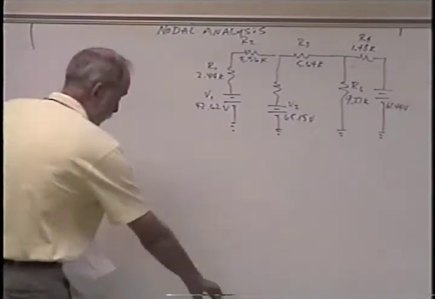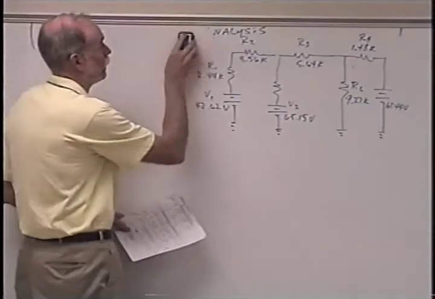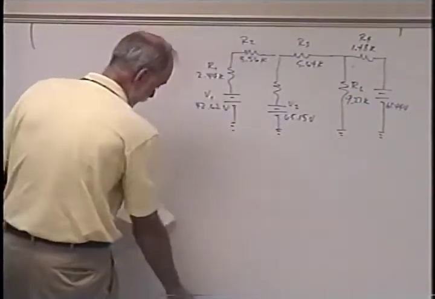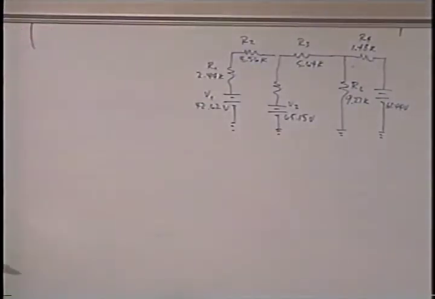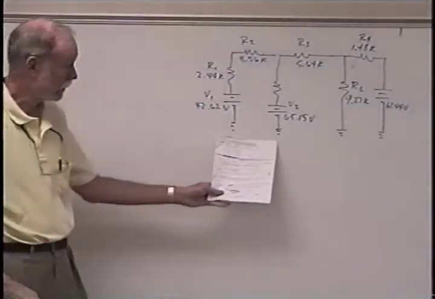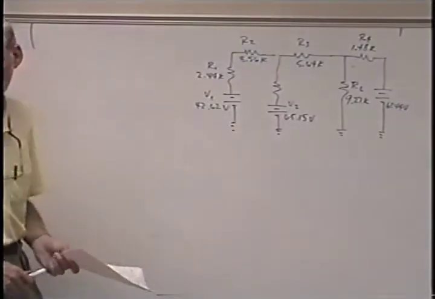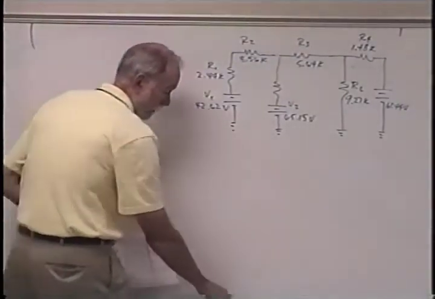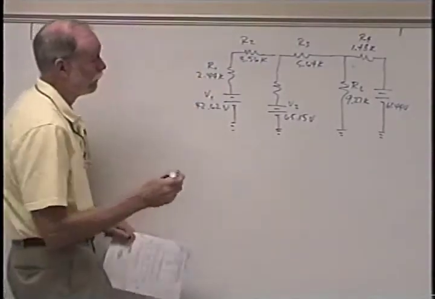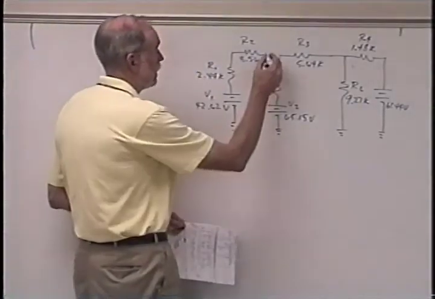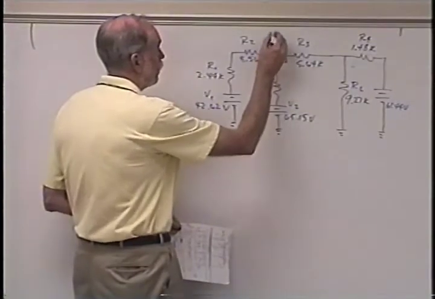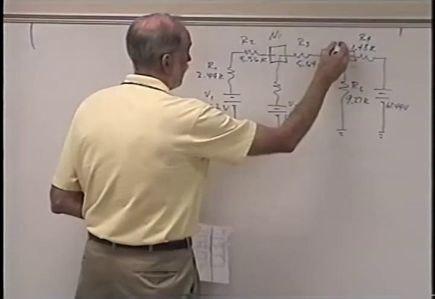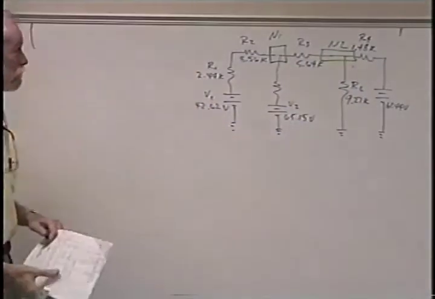The first thing we need to do in looking at our circuit is to identify the nodes. Of course, as with mesh analysis, you're always going to have a reference node. In this case, it's the ground reference. When I'm looking at this circuit, I see a node 1 here and a node 2 here.